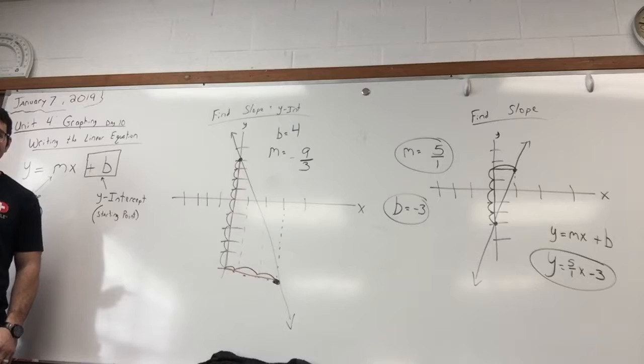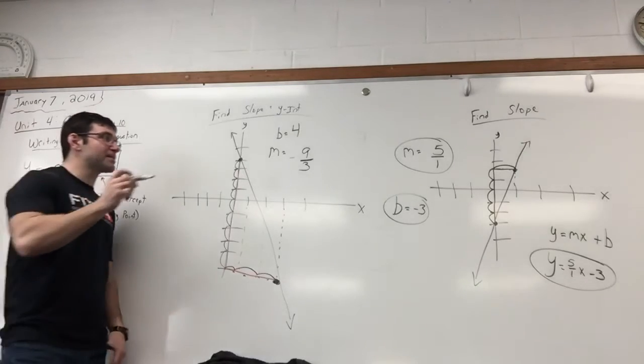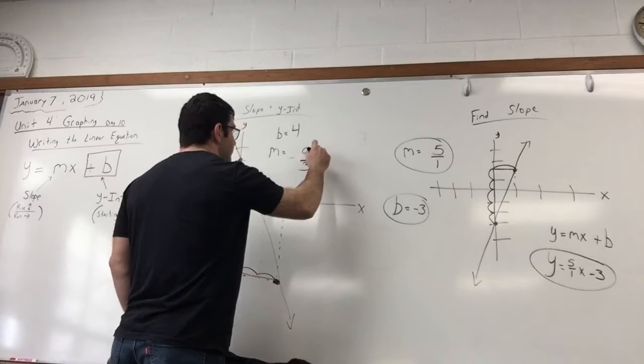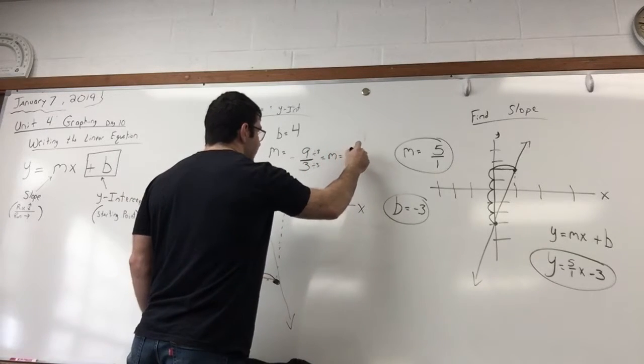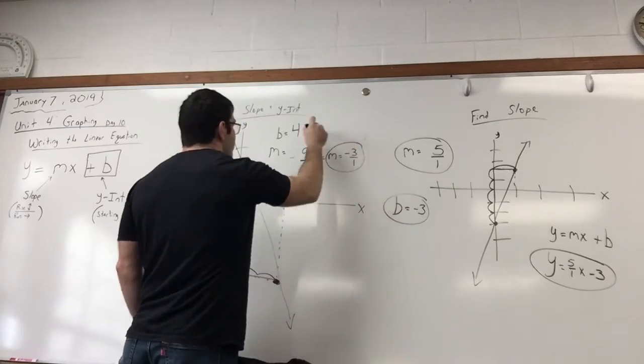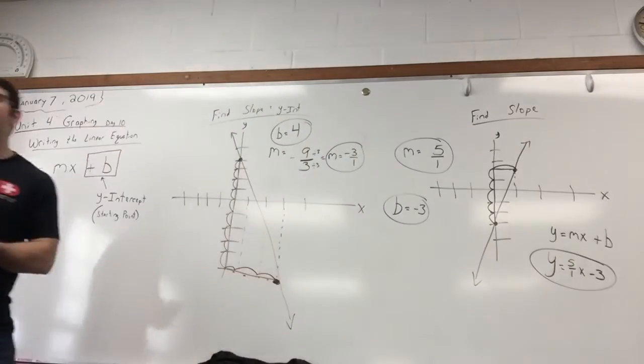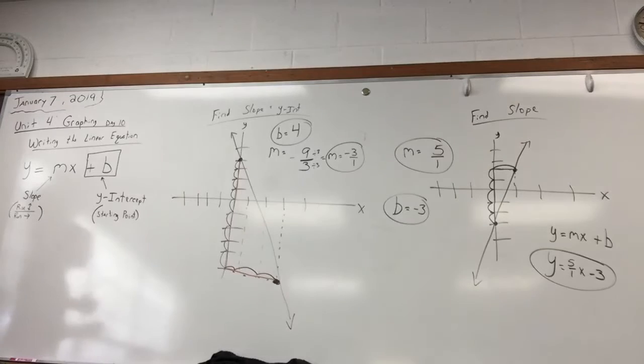No. Why not? What can we do with it? Simplify it. Yeah, we can simplify it. It's both divisible by 3. So my m equals negative 3 over 1. Once you have m, once you have b, can we write the equation?